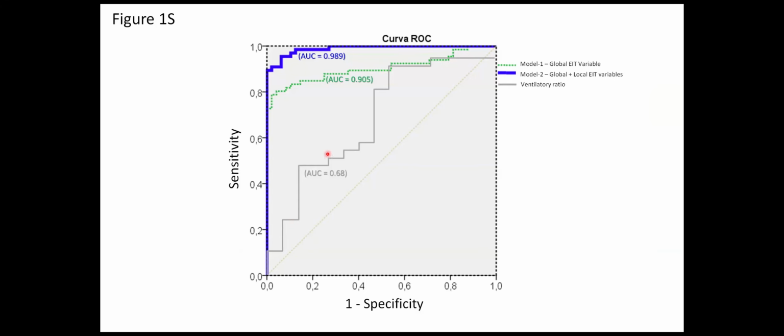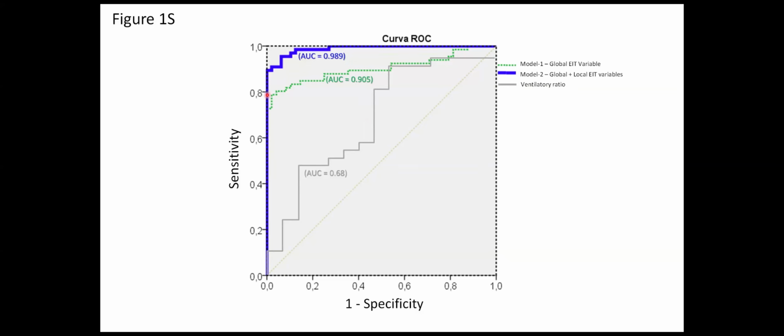In gray, you see the ROC curve related to alveolar dead space or ventilation ratio, right? So the area under the curve is significant, but below 0.7. When we use the global EIT image, so just counting the blue pixels, we improve a lot. So this is already a signal that EIT can be used as a much more sensitive method to detect pulmonary emboli than clinical features like dead space and ventilation ratio.